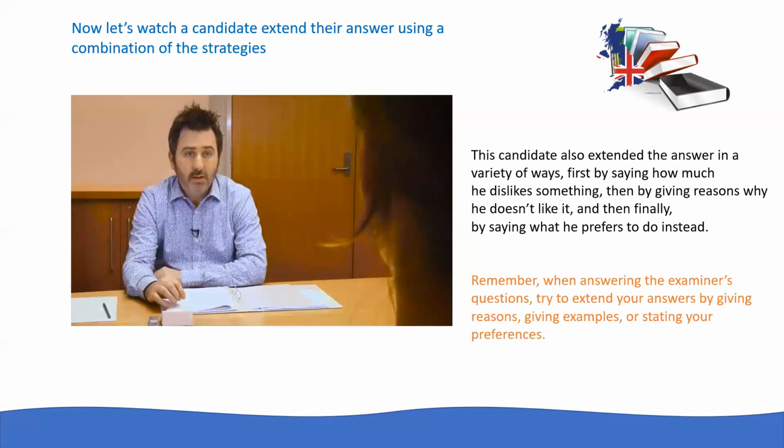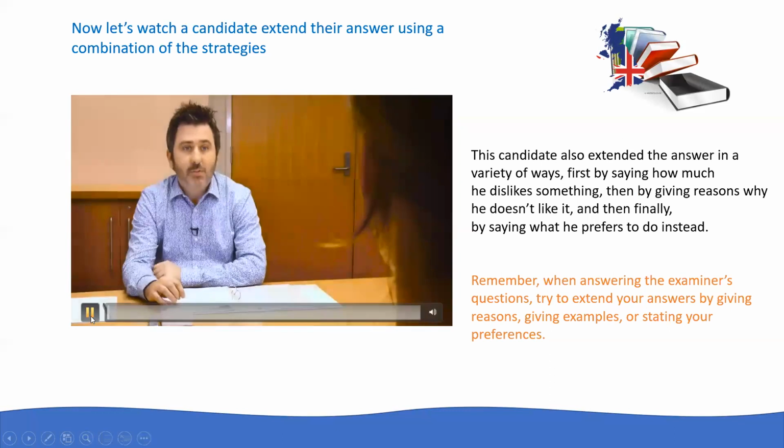Okay, so now let's watch a candidate extend her answer using a combination of the strategies. So in this video, the candidate also extended the answer in a variety of ways. First, by saying how much she dislikes something. Then she gave reason why she doesn't like it. And then finally, by saying what she prefers to do instead. Okay, let's take a look at that particular example.